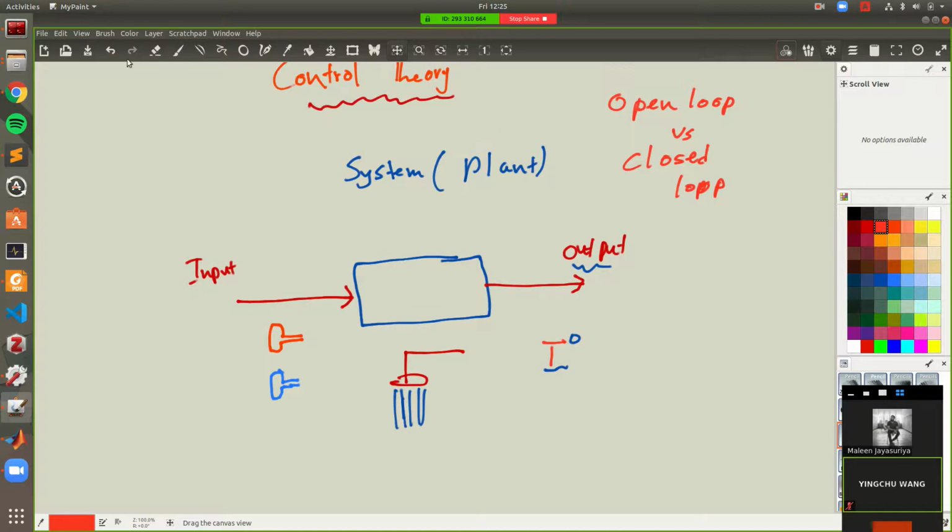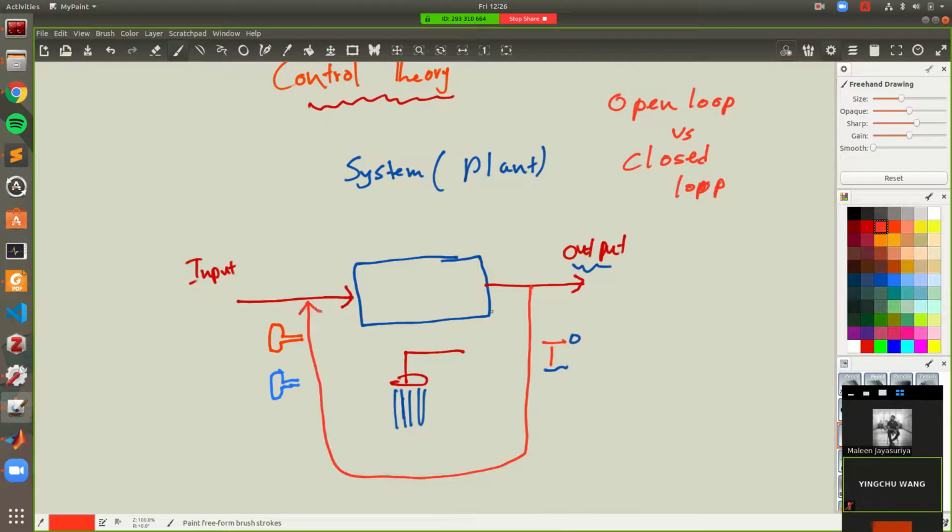But in the real world, what we have is more of a closed loop system. What we usually do is, while we are controlling these inputs, we are constantly looking at the output, right? For example, when you're in the shower, you keep your hand under it and you adjust your hot water and your cold water so that the temperature is adjusted to some sort of level that you want it to be, right?